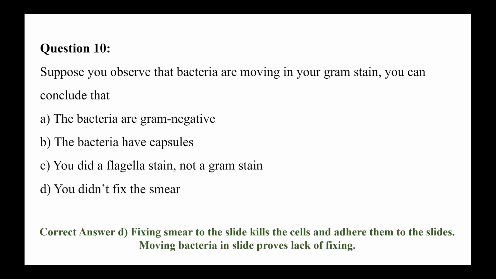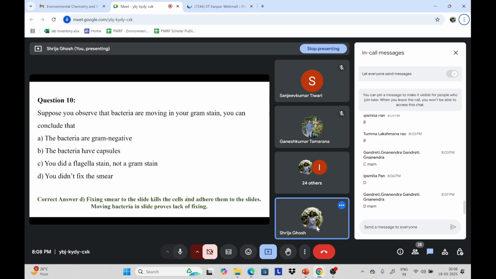So I told you fixing smear attaches the cells to the slide. Okay, so fixing smear to slide kills the cells and adheres them to the slide. Moving bacteria in slide proves lack of fixing. So if you don't fix the cells properly, you will see the cells floating around in the stain instead of attached to the slide in one place. Okay, so it will be difficult for you to take an image in a microscope. This is clear.